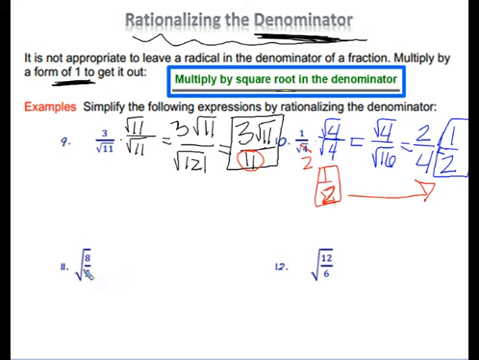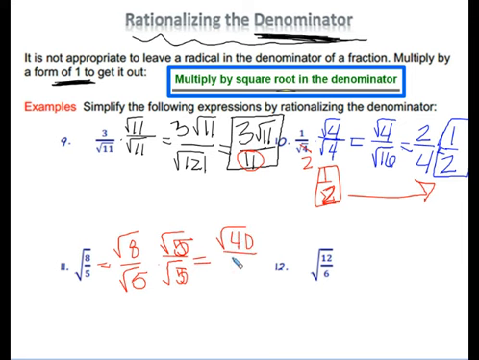All right, let's check out number 11. We can break apart this square root into the square root of 8 and the square root of 5, but we don't want a square root in the denominator, so we're going to multiply by the square root of 5 over the square root of 5, and we're going to multiply our radicals. Now 8 is a radical number, 5 is a radical number, so I can multiply those. I get the square root of 40. 5 is a radical number, 5 is a radical number, so I can multiply those. I get 25.